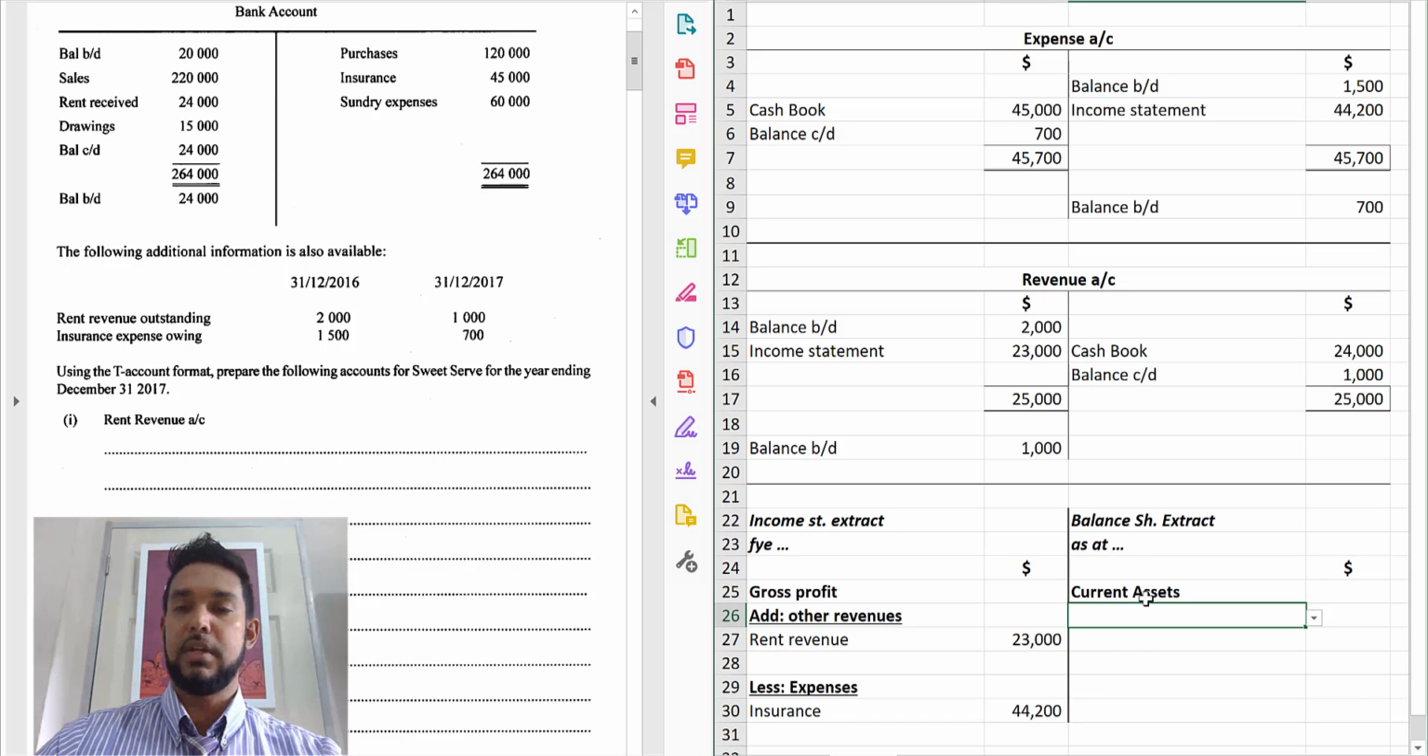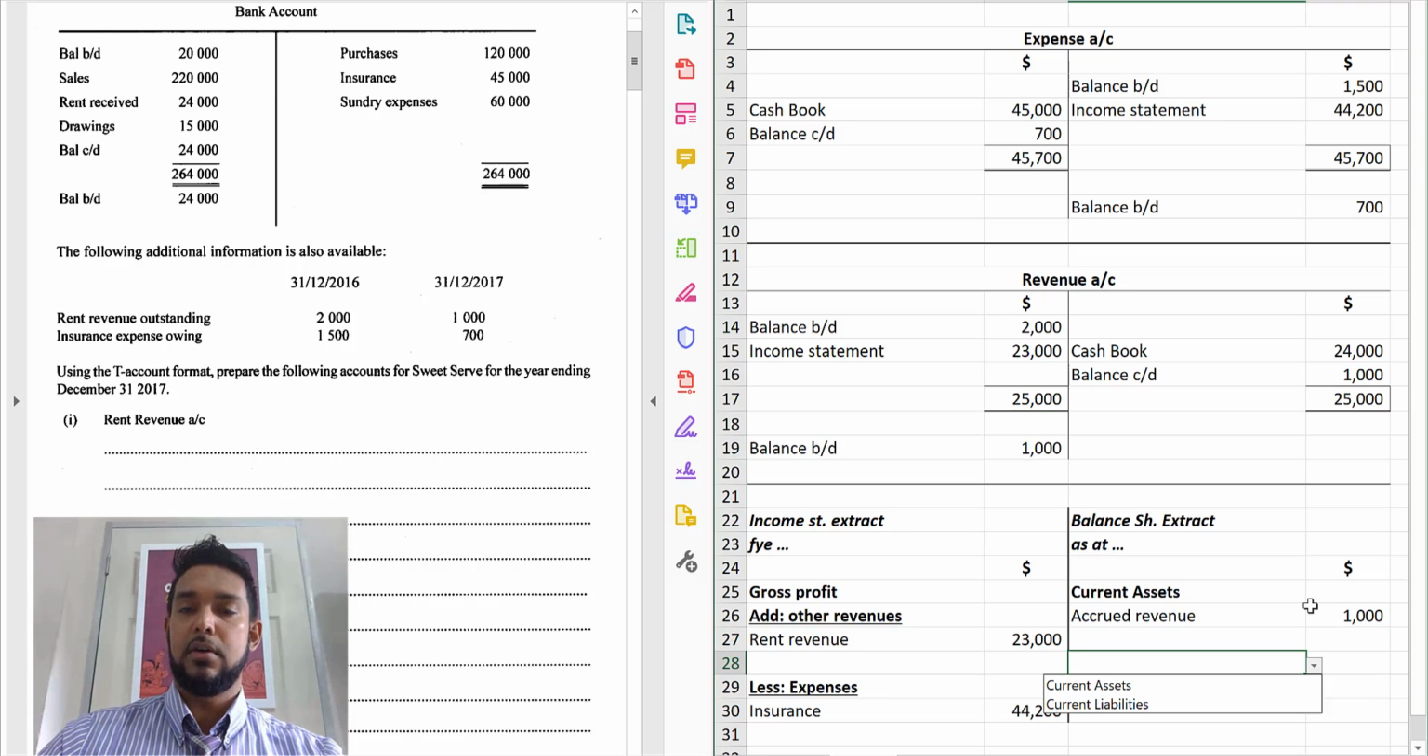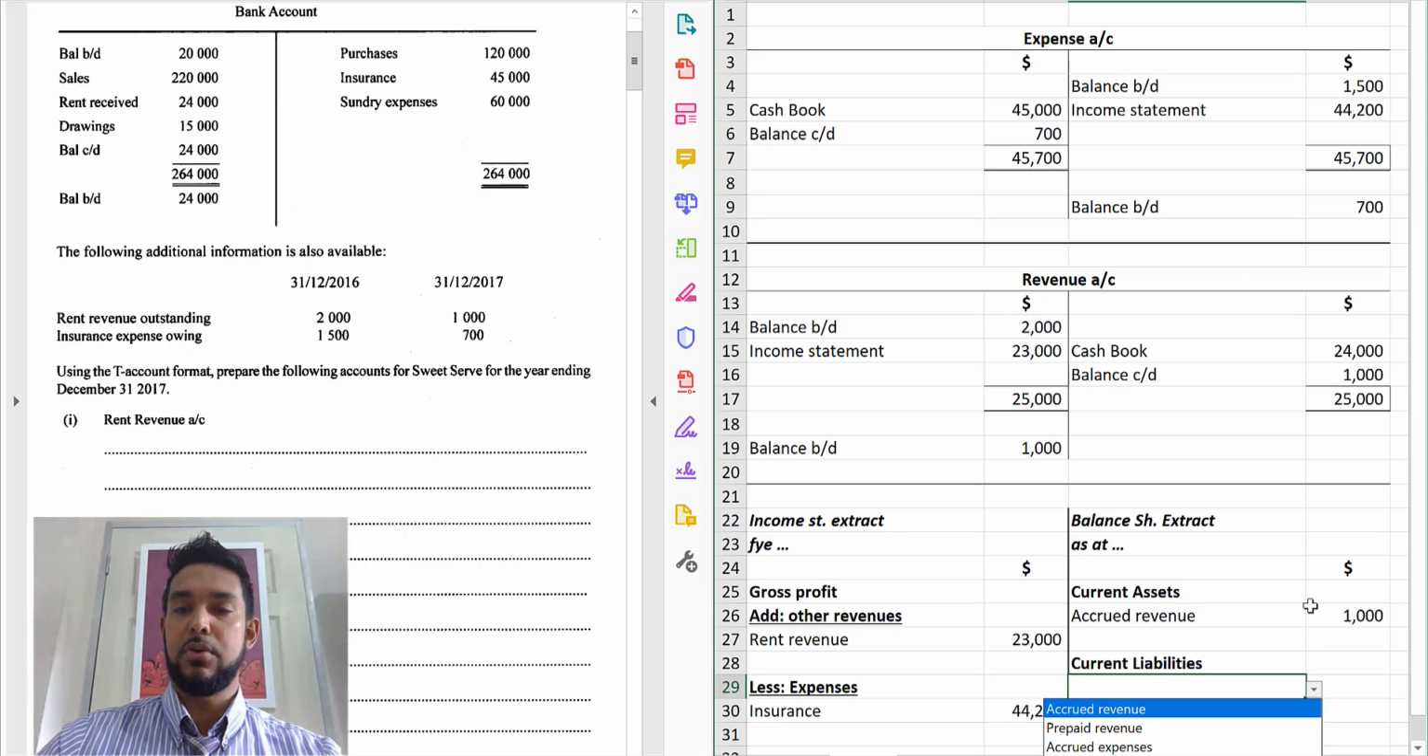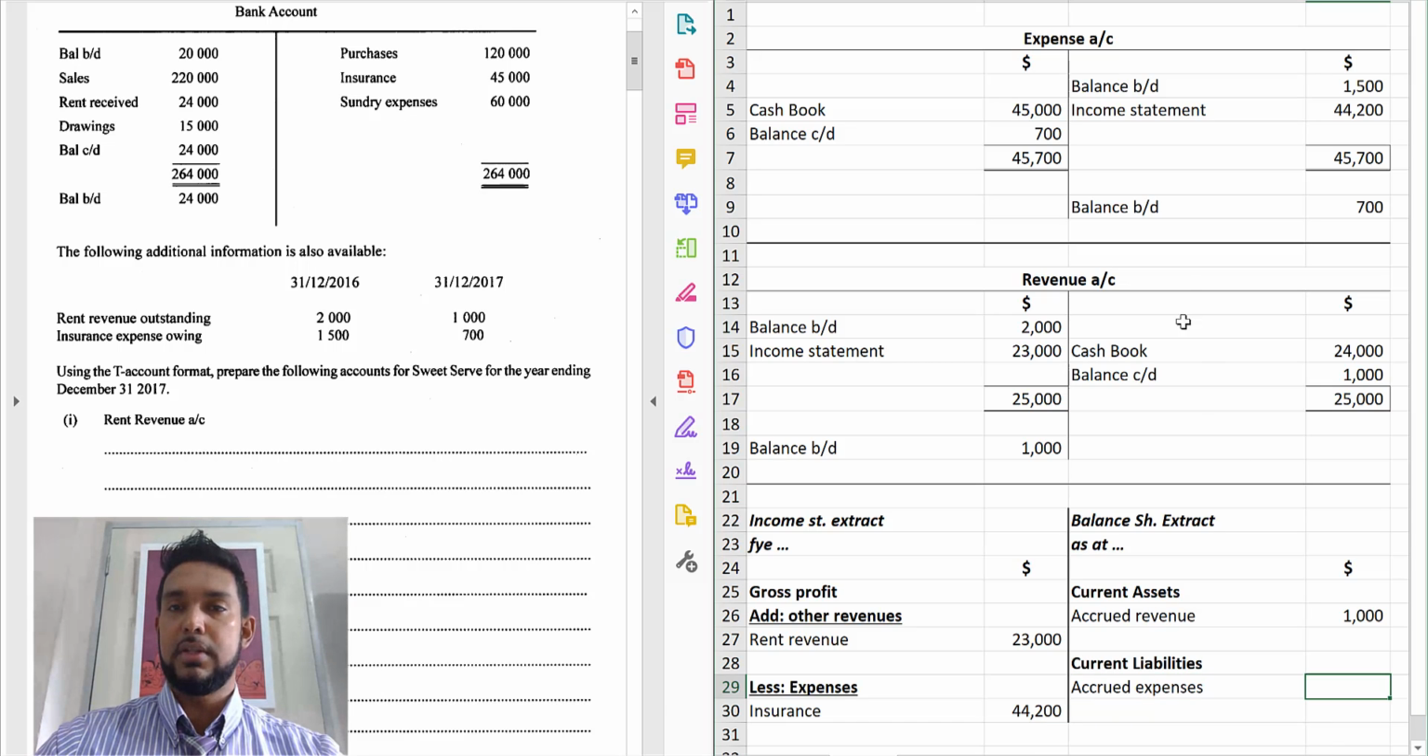Balance sheet extracts. First thing is current assets, we have accrued revenue. That's the balance in the rent revenue account here, $1,000. And we also have current liabilities. We have accrued expenses, and that's 700. And that is how we answer this question.